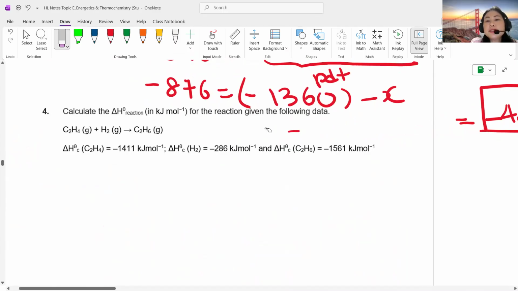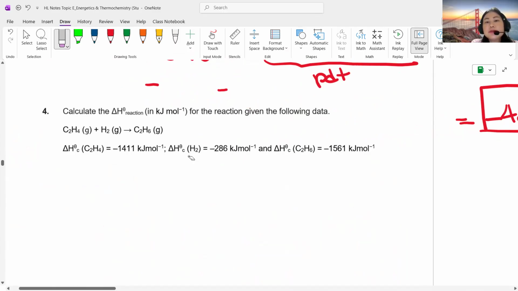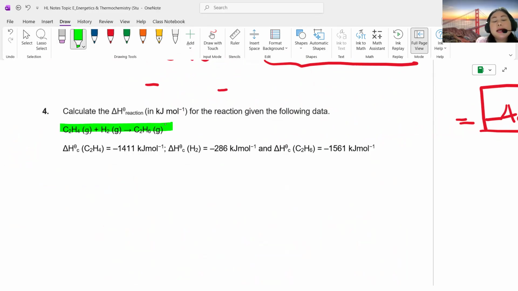Because they give you the subscript C. It's very clear, they give you the subscript C. So calculate the enthalpy change of the reaction given the data. So this is the reaction, and this is my HC, HC, HC. There are 3 substances, 1, 2, 3 in the equation. I have 3 HC, right?